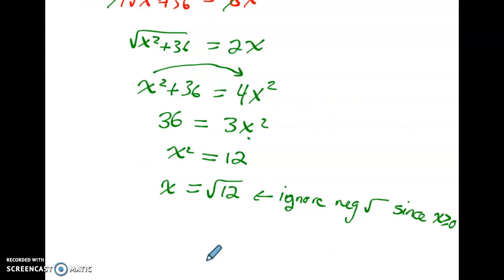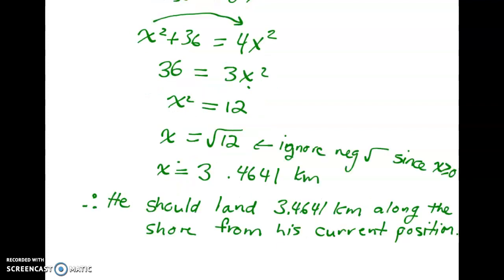So we're just going to write out a therefore statement, and let's round this to 4 decimal places. So square root of 12 is approximately 3.4641 kilometers. Okay, so the fisherman should land 3.4641 kilometers along the shore from his current position.